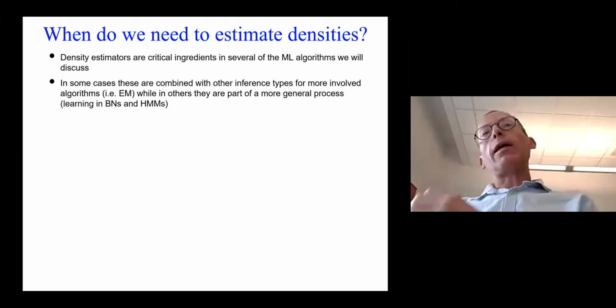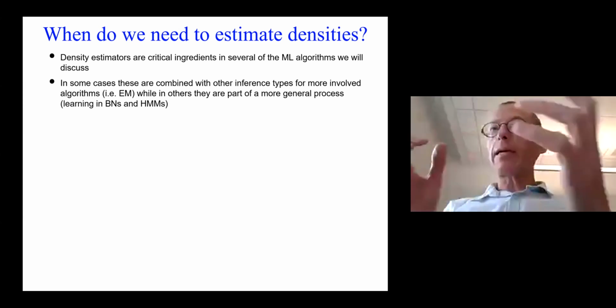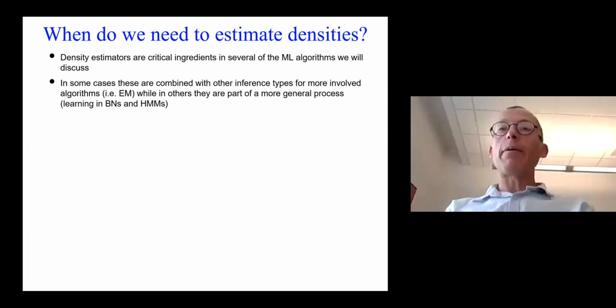Right, so in many cases, we use density estimation as an ingredient in algorithms, and sometimes we use it in combination with other types, something called EM, expectation maximization, which we'll get to, and as I said, in other algorithms as well. Okay, so how do we do this? How do we use the density estimation method?